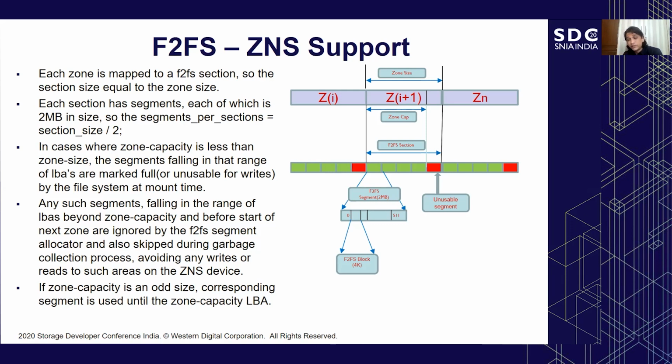But what if the zone capacity was 61 MB? Then segment 30 will have only 1 MB of writable space, and we manage those blocks also. So none of the NAND gets wasted because of this alignment issue.